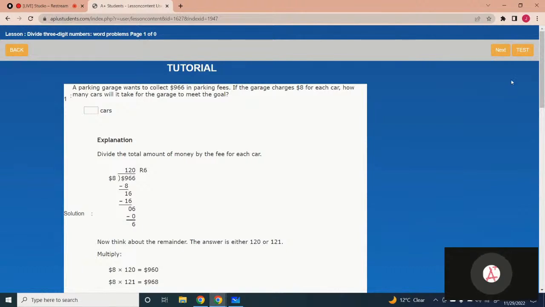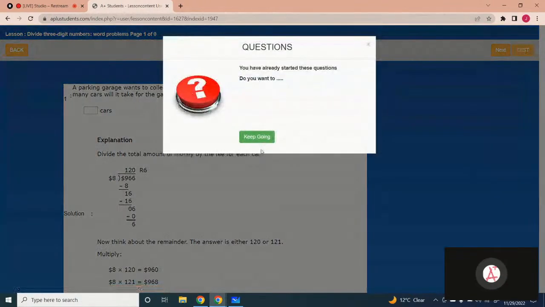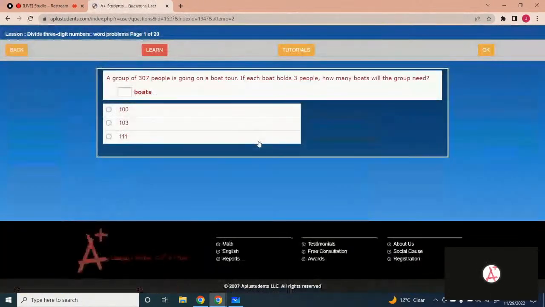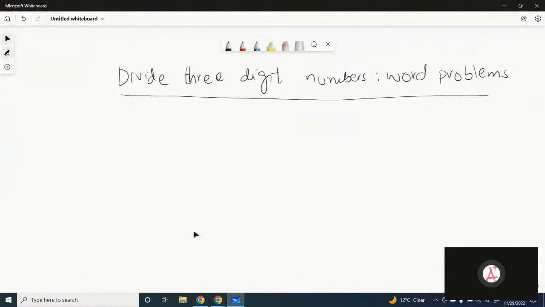Okay, I'm going to start with the test questions, not with the tutorial ones because they are already solved. You can have a look at them when doing the rest of the test questions. Got it? Let's start with the first question. A group of 307 people is going on a boat tour. If each boat holds 3 people, how many boats will the group need? Got it? So you have to divide 307 by 3. You have to divide them using the long division method.